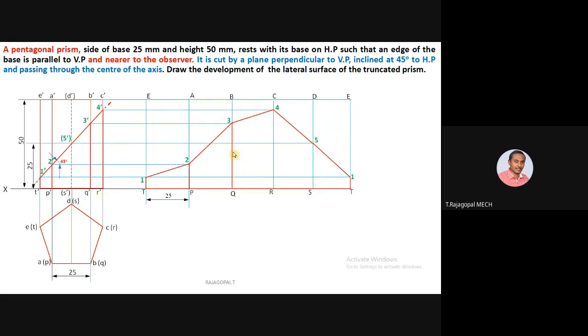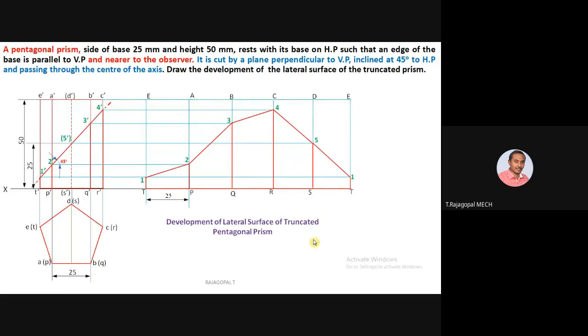4 dash to r dash, 4r. 5 dash to s dash. Even though it is a hidden line, it is the remaining portion of the solid. So you have to convert all the remaining portion of longer edges into thick lines. This is the final answer of this question.